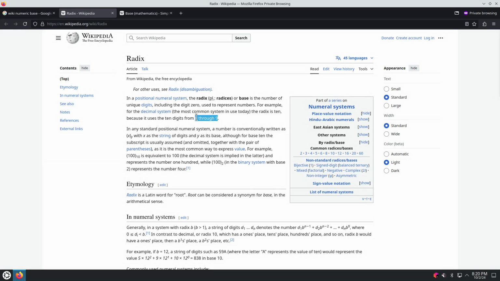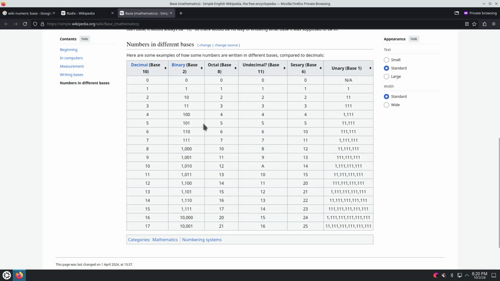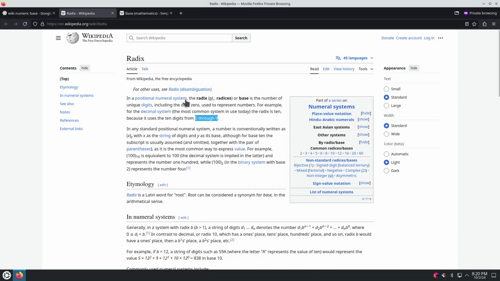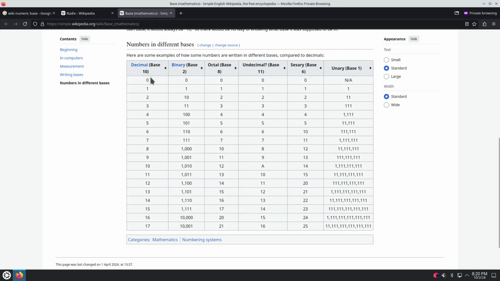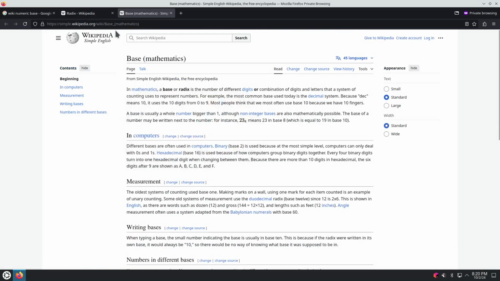This is base 10, and the other numeral systems with base non-10, which we're going to look at, are base 2, 8, and 16. This is the Wikipedia page in the simple English language.